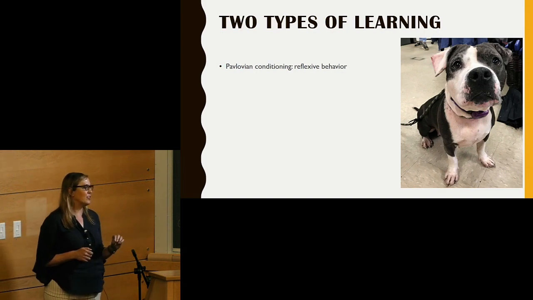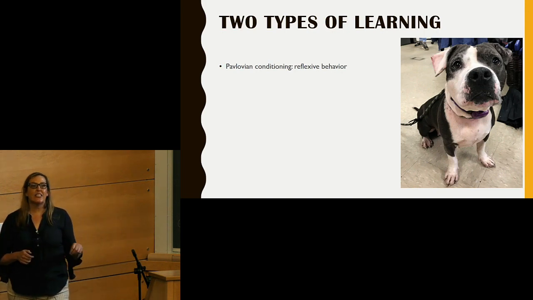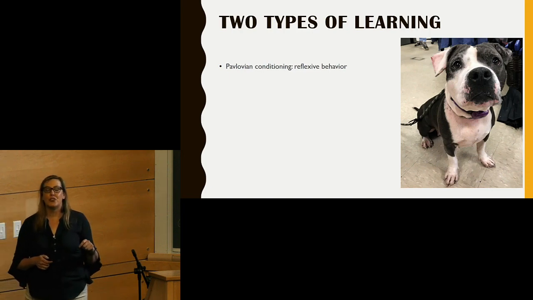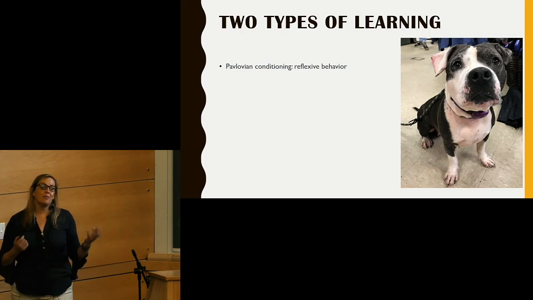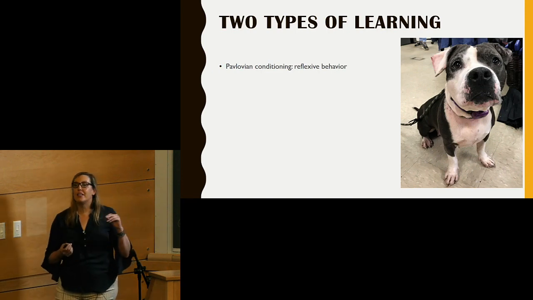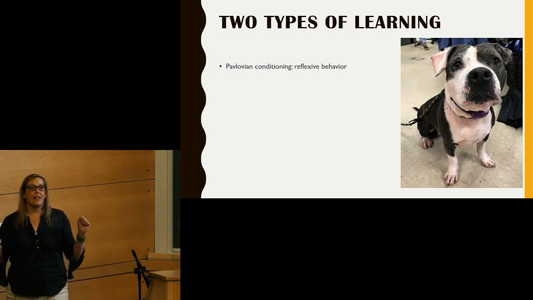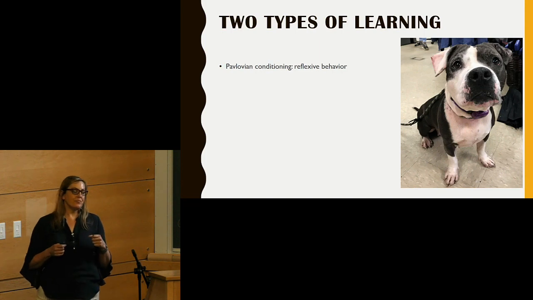So we're going to talk about Pavlovian conditioning. This is conditioning involving reflexive behavior, so behaviors that you didn't have to learn to emit. So like eye blinking, if I puffed air in your eye, you'd blink your eye. If I made a loud sound, you might startle.